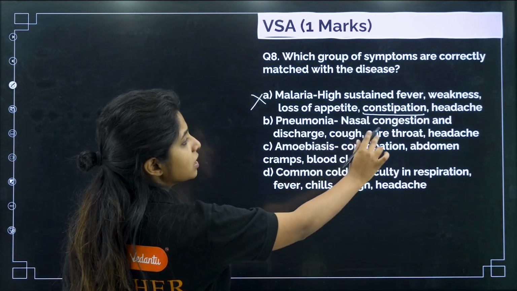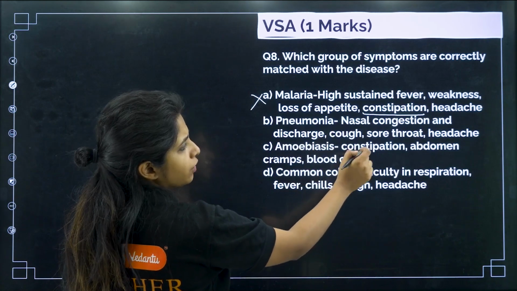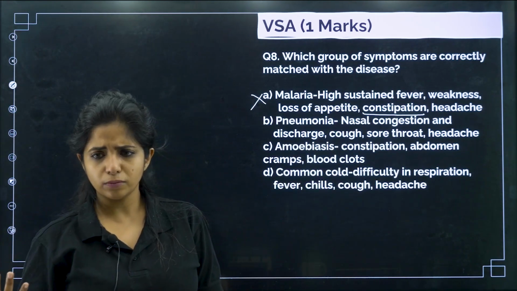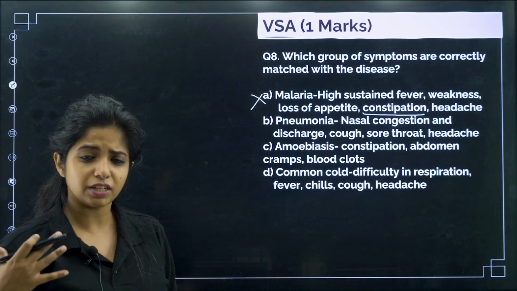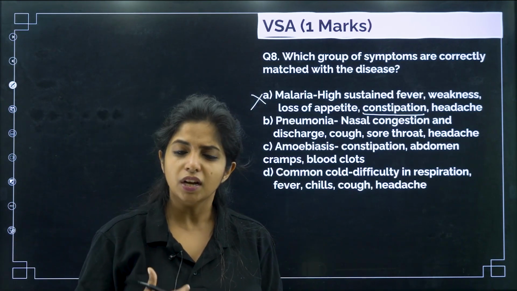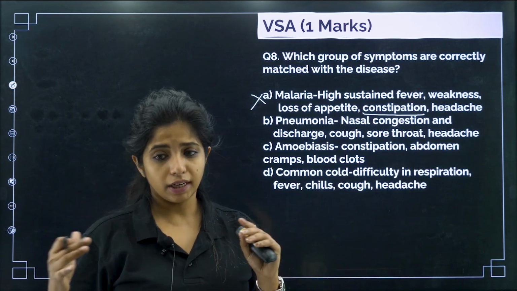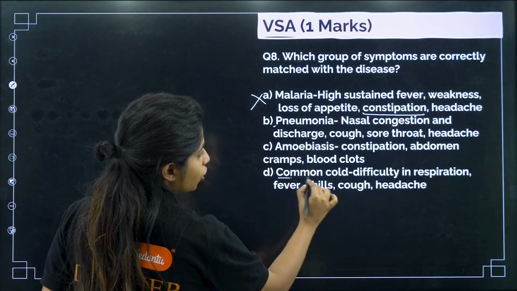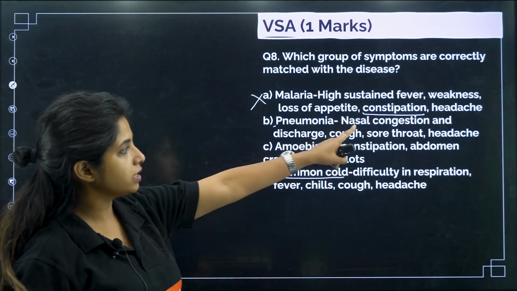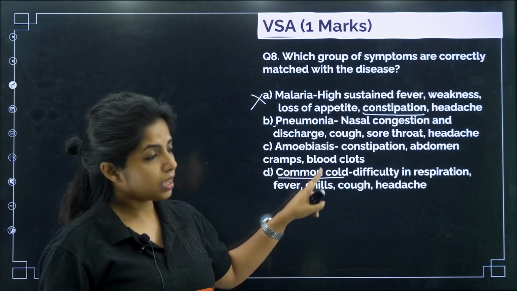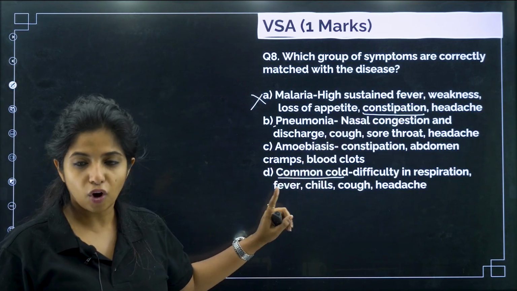Next, pneumonia, nasal congestion and discharge, cough, sore throat and headache. Basically cough is there, you will be having headache also. Talking about nasal congestion and discharge, it is not very common in pneumonia. In pneumonia, you won't have discharge. Usually, it is there in common cold. This particular thing, nasal congestion and discharge, is found in common cold more often. Sore throat also is found in common cold more often.